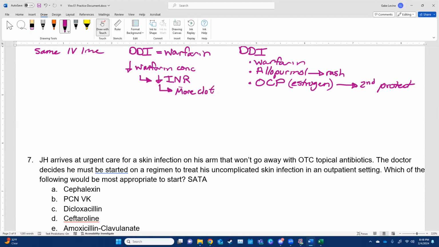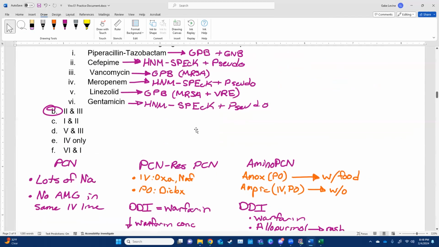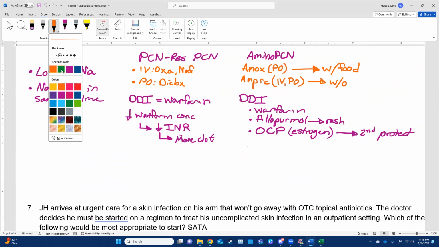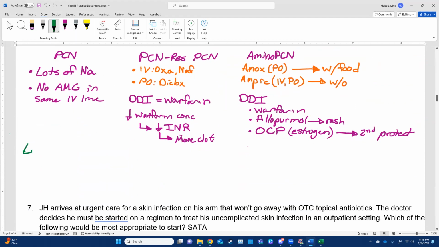All right. That's really, yeah, we don't have to go too much. Oh, I wanted to talk about linezolid. Linezolid. Couple of things we have to be aware of with linezolid. What's one of the major, yes, thank you.